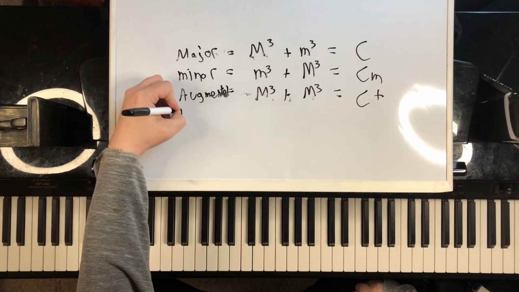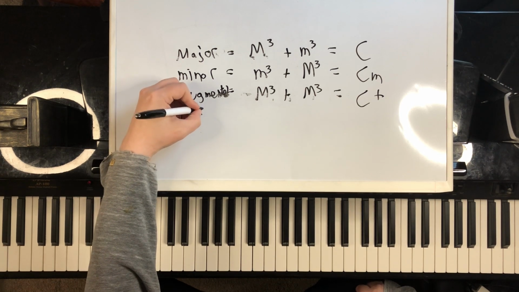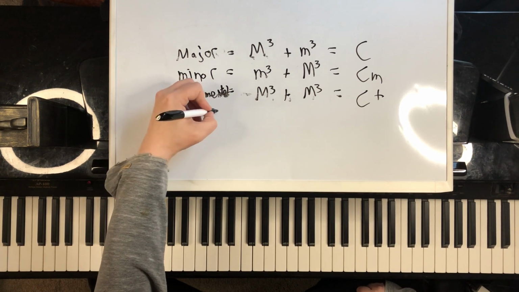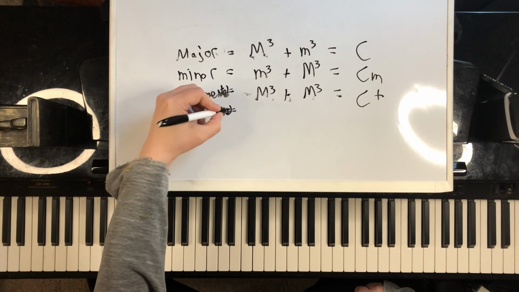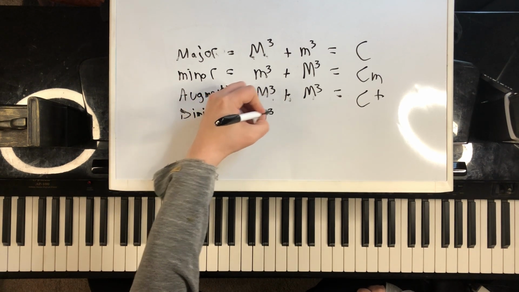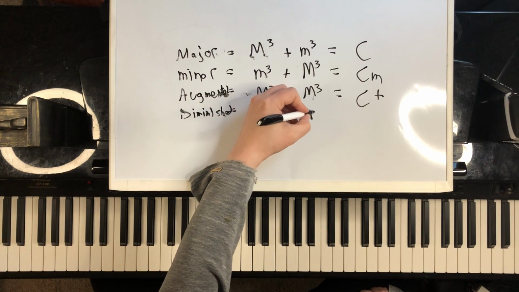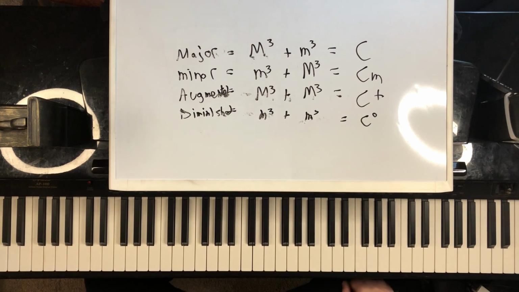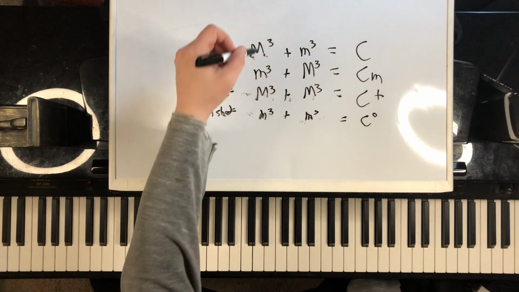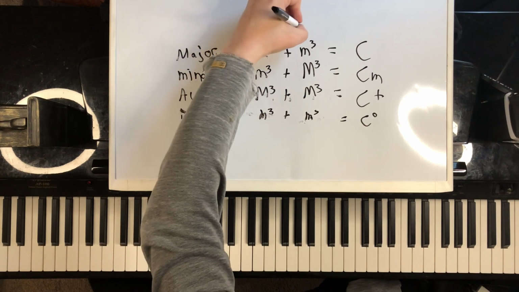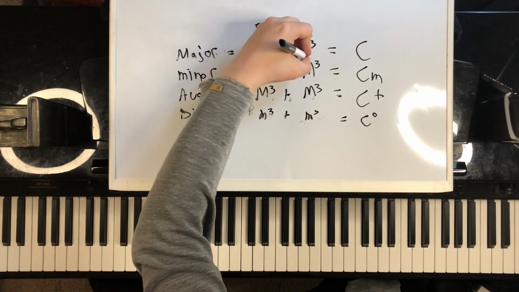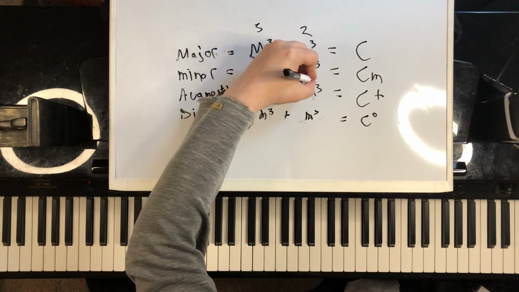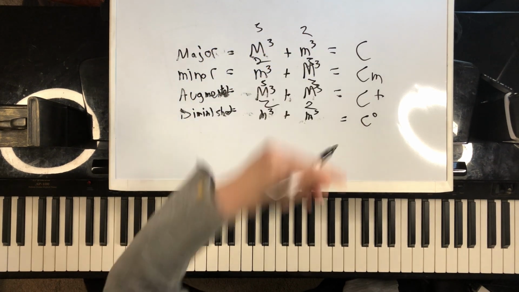And then we'll have diminished, which is the other one, minor third plus a minor third. And then we usually do this little circle here that kind of looks like a degree sign. So there you have it. We get 3 and 2 that we skip, 2 and 3 notes that we skip, or you can go 3 and 3, or 2 and 2 there.